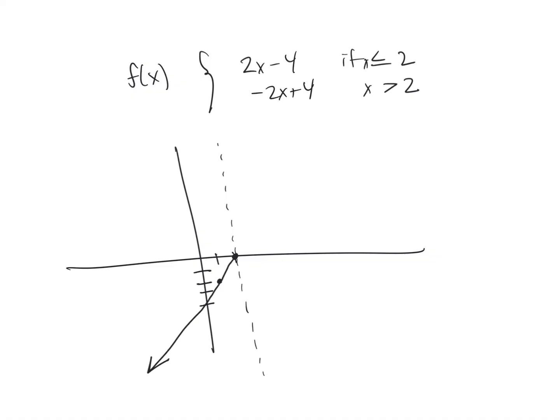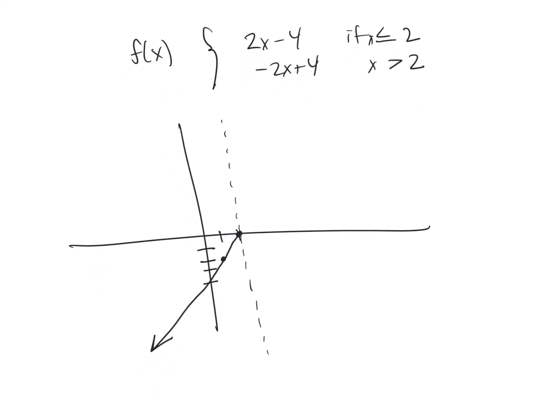Negative 2x plus 4 is a line as well, with a slope of negative 2. If I put in 2, what do I get? I get negative 4 plus 4, so I'd get 0. So it lands on that same point of 0. And if I put in 3, I'd get negative 6 plus 4, which is negative 2. So it's a straight line that looks like this.